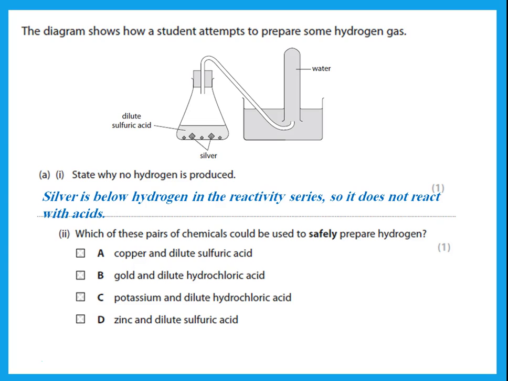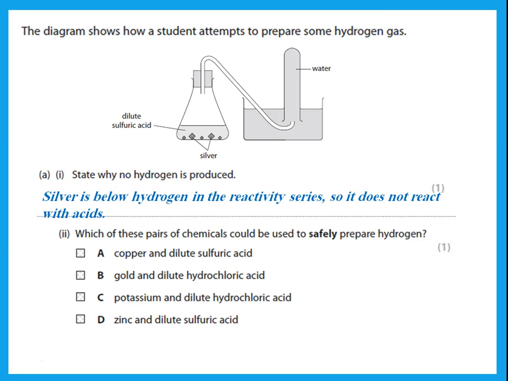So he's reacting it with silver. Remember that we said anything below hydrogen in the reactivity series will not react with water or acid. So which metals do we have below the reactivity series? We have copper, silver, gold, and we also have mercury at some point. So silver does not react with acids because it is below hydrogen, or it is less reactive than hydrogen.